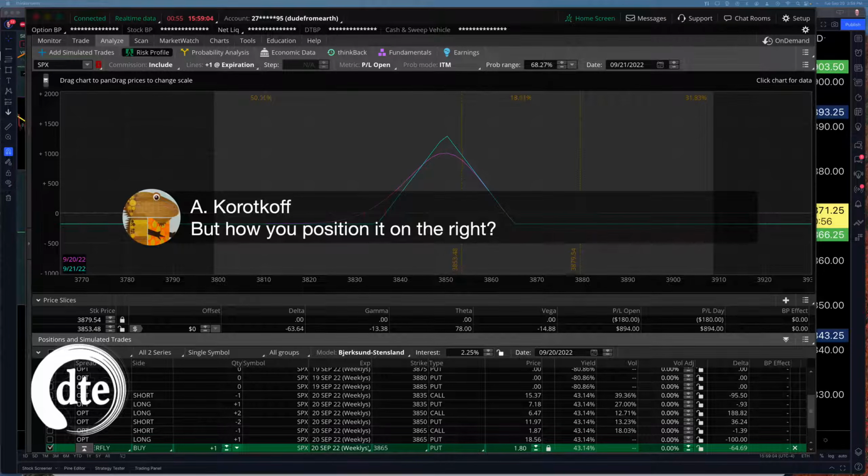How do you position it on the right? You use the viewable range option in volume profile. And you can position it either on the right or the left. In the settings, it allows you to choose either or.